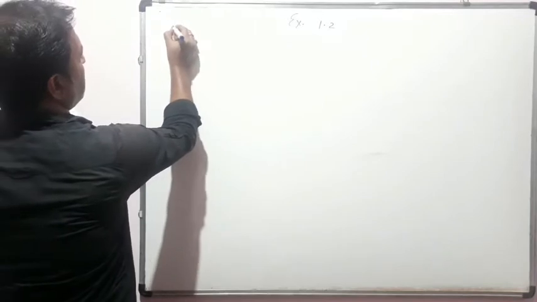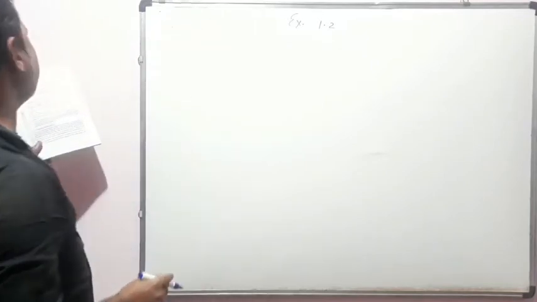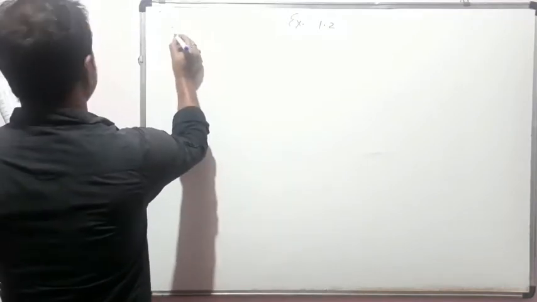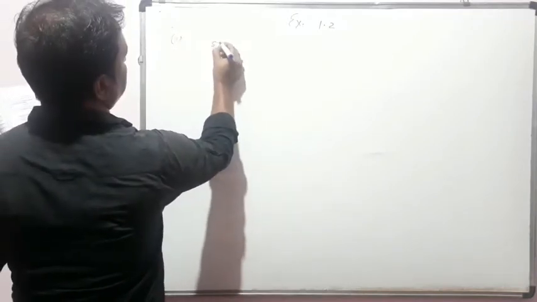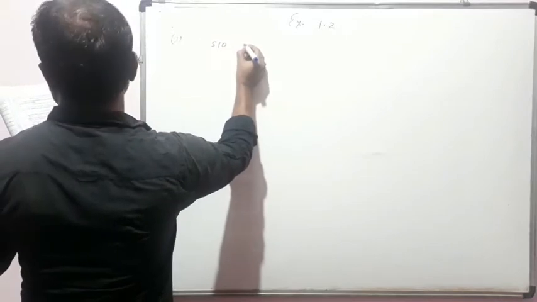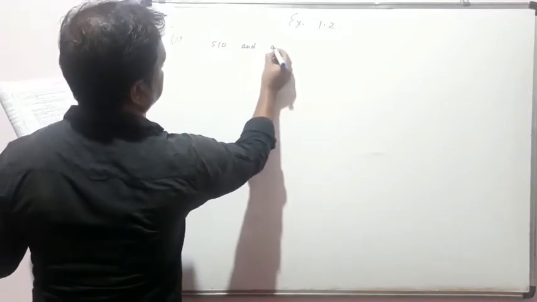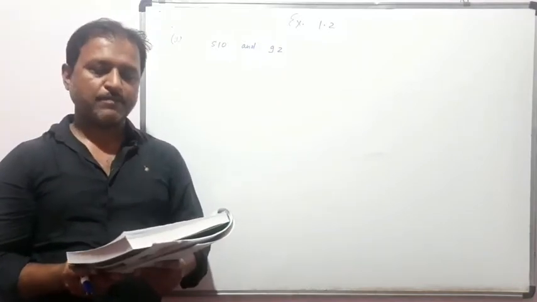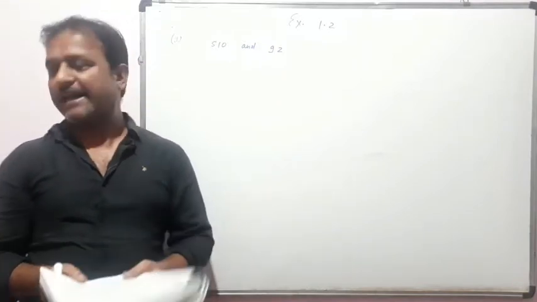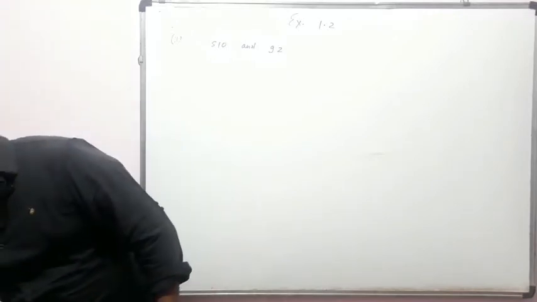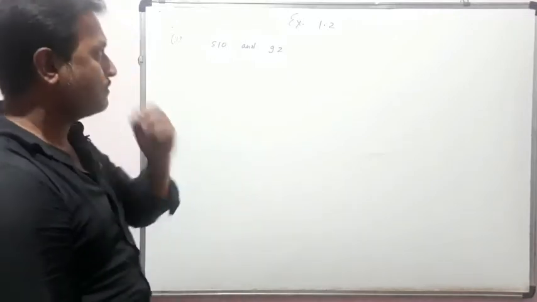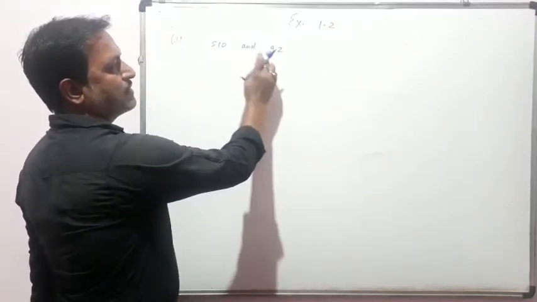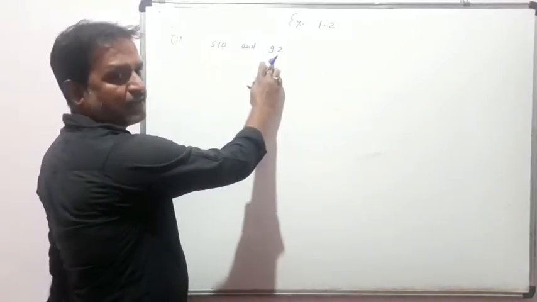The second question is: find LCM and HCF of the following numbers. We see the second one, 510 and 92. We have to find LCM and HCF of these two numbers and also verify. Clear? So see, suppose the first number is X and the second is Y.